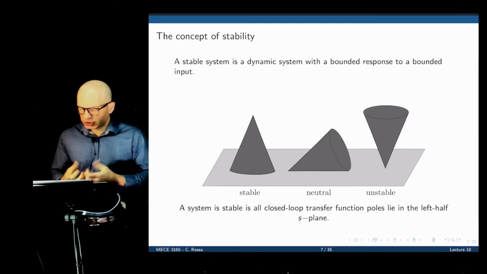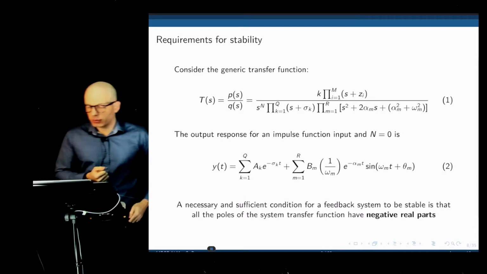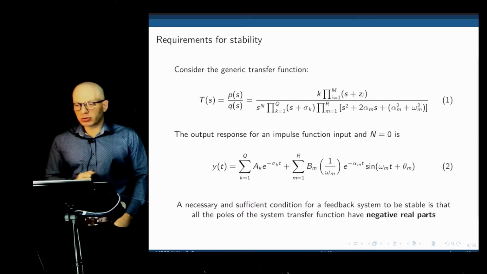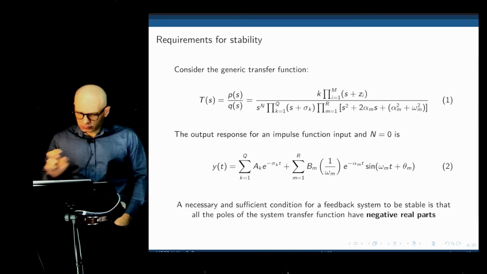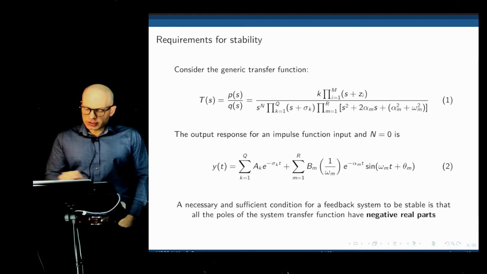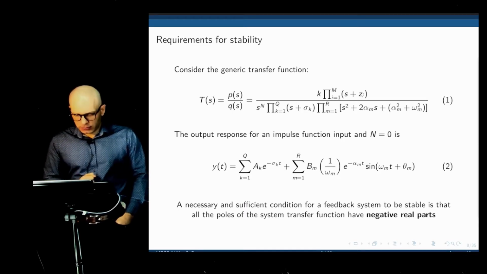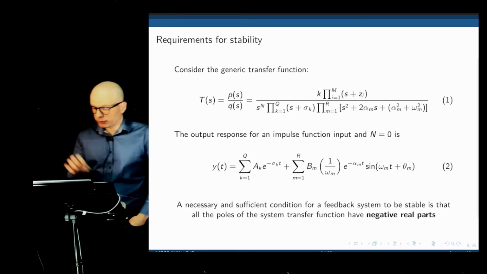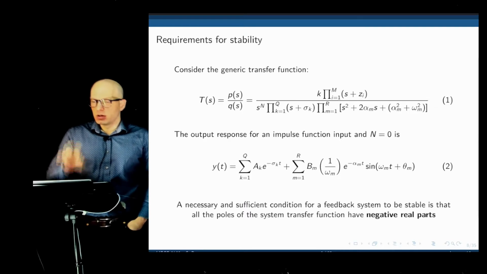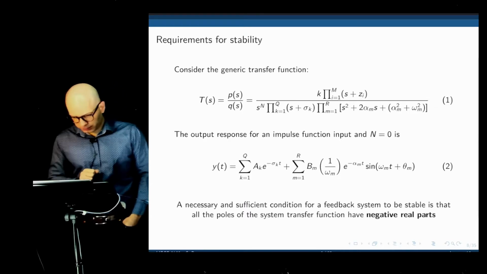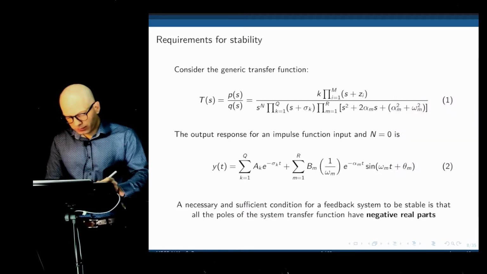So that's a sufficient and the required condition for stability. We can see this more clearly from a transfer function. If you take this generic transfer function, which is simply multiplication of poles and zeros, the output for this transfer function is as in equation 2. You would see something like in equation 2. The first element there comes from the real poles, and the second sum comes from the complex poles. We see that both of these elements have an exponential.